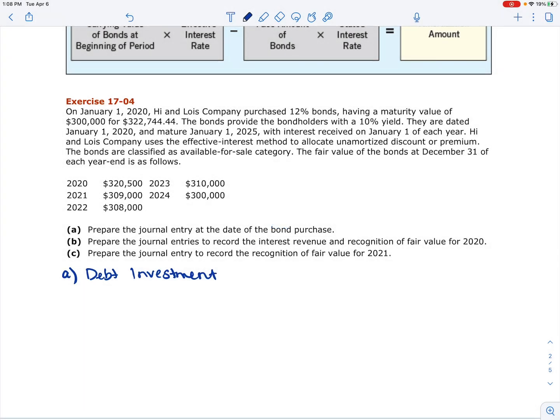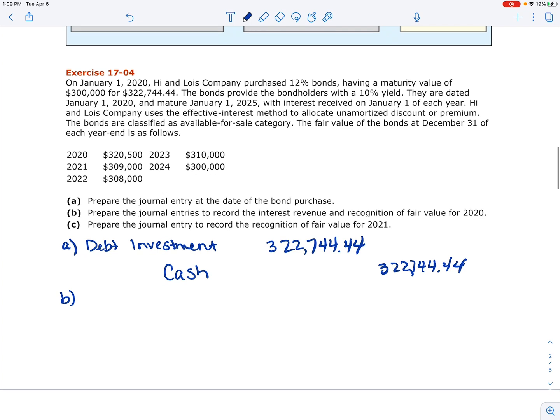We're recording that at cost, which is $322,744. And then we have our cash, same amount. Whoop. Not sure what happened there. That should say cash. Under B, B is saying to prepare the journal entries to record the interest revenue and recognize the fair value for 2020.